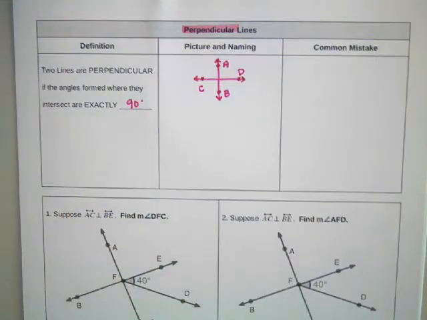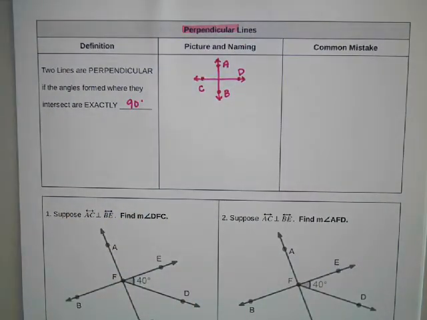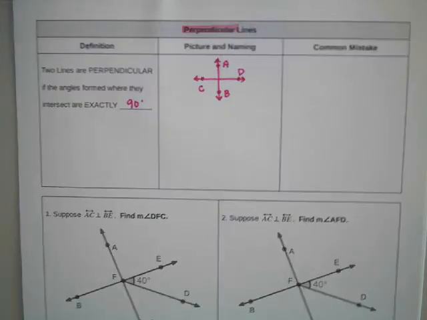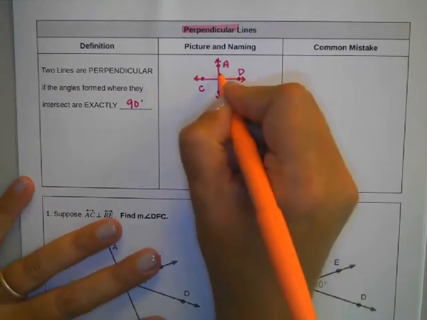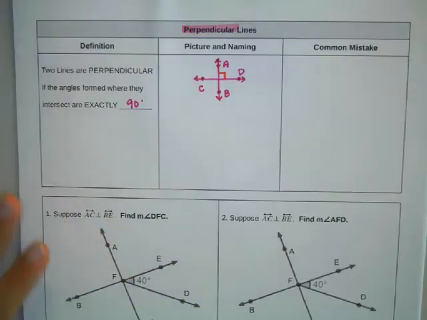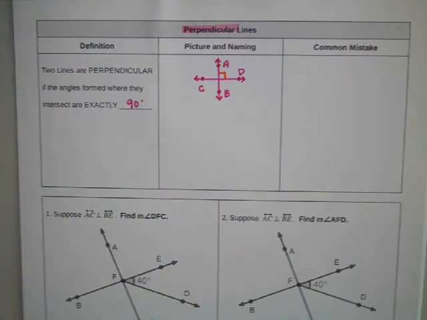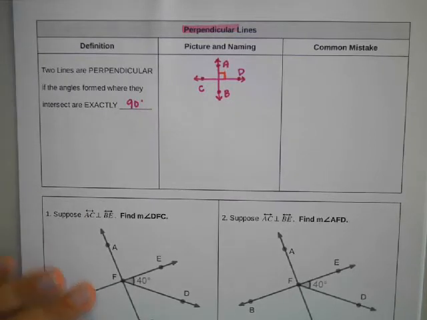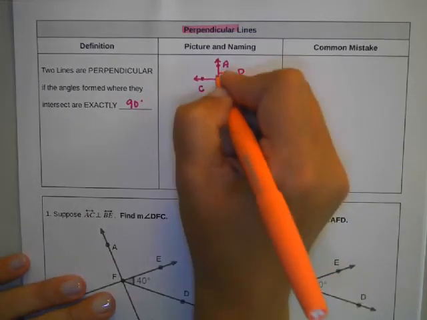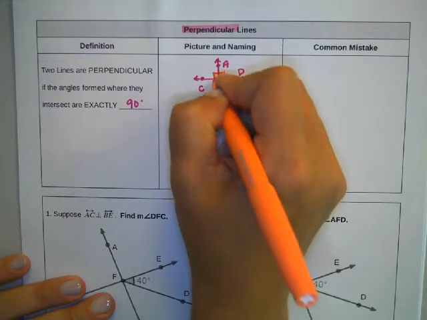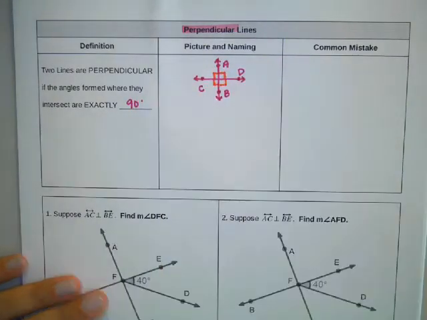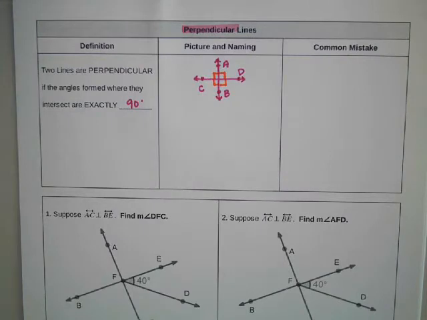Now, when two lines intersect at exactly a right angle, we use a special symbol to show that it's exactly 90 degrees. And that symbol looks like a little box drawn in the corner of the angle. Now, as soon as you see that symbol, we know that not only is that angle 90 degrees, but all four of these angles would have to be 90 degrees, because once you know that they're perpendicular, all four angles must be 90 degrees.